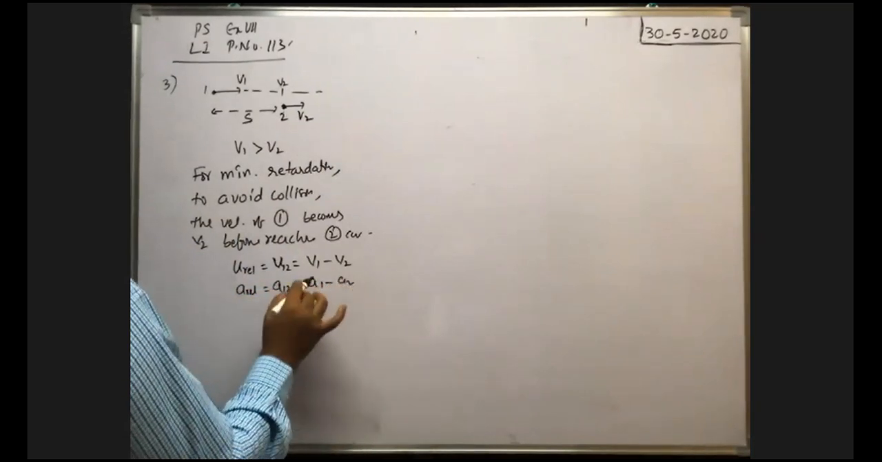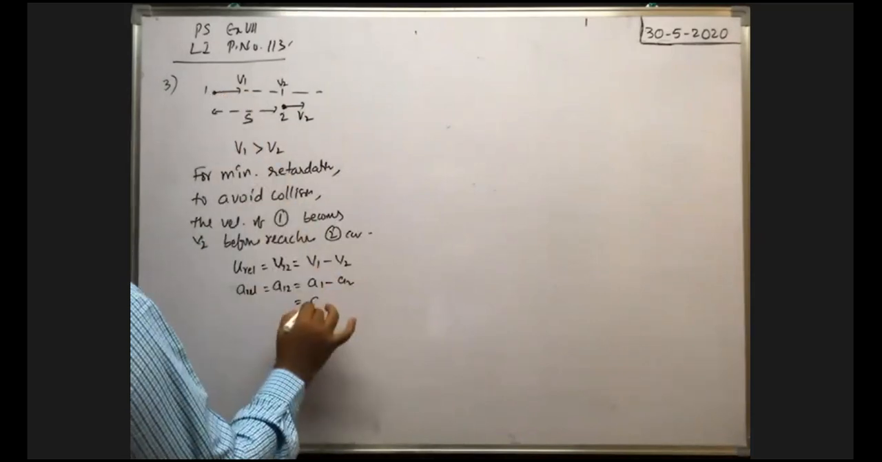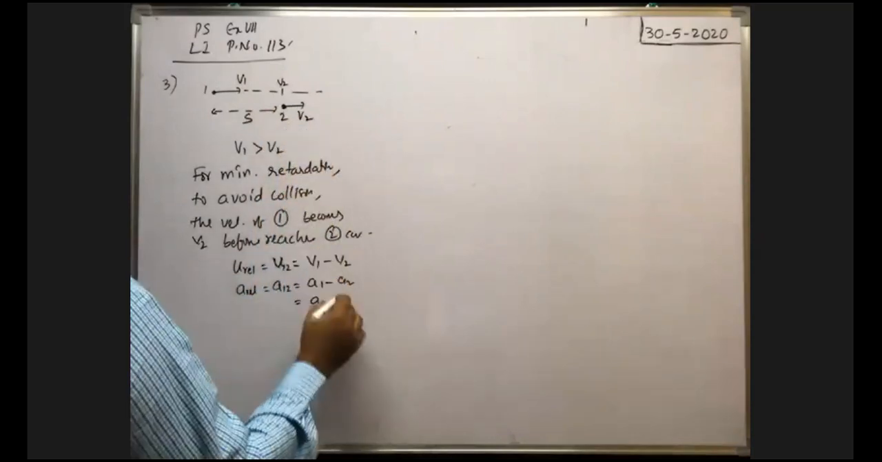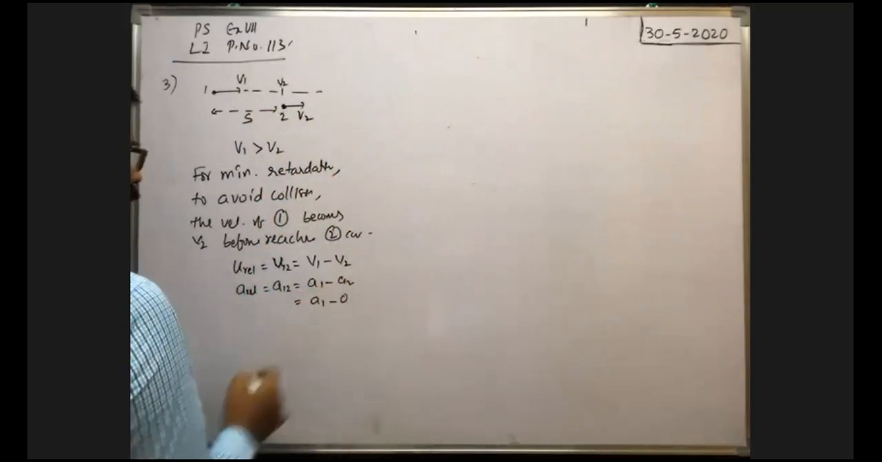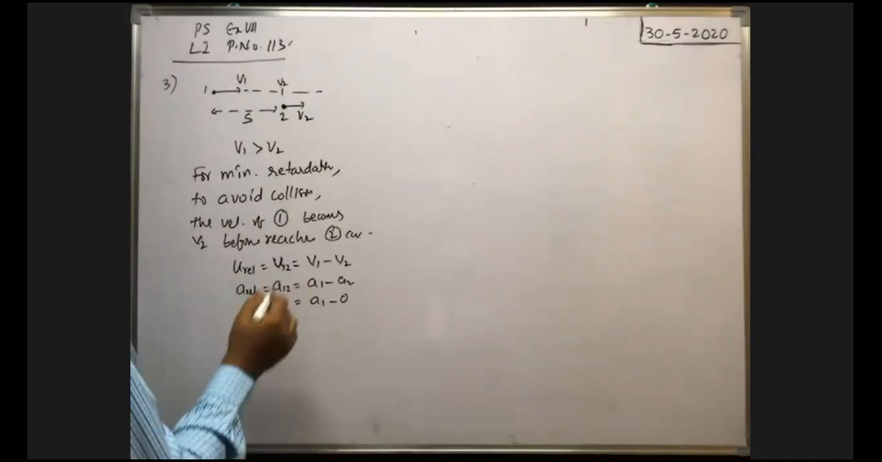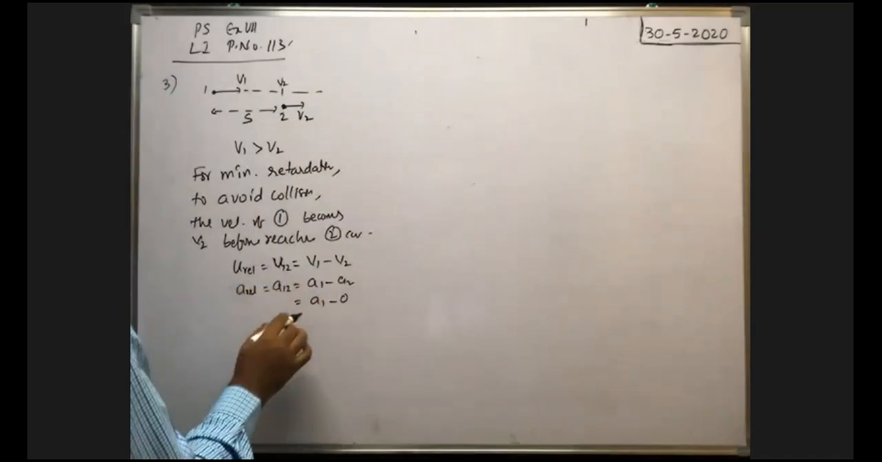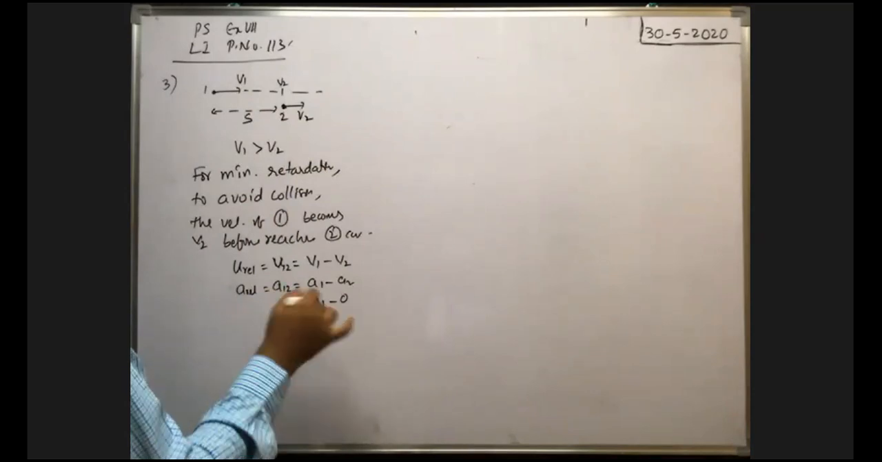That is the acceleration of car 1, a1, minus the acceleration of car 2. Car 2 does not apply any brakes; it travels with constant velocity only, so its acceleration is 0. So the relative acceleration is a1. Is it retardation or acceleration? We will get that in the answer.